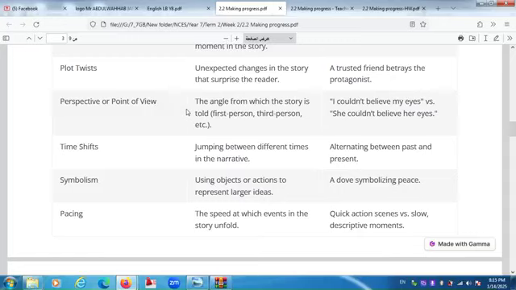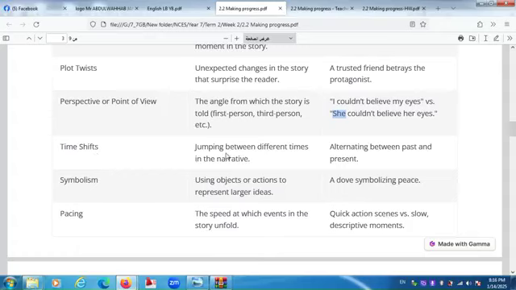Perspective or point of view, that's an important structural feature. That's the angle, okay? The angle from which the story is told. Is it from first person, third person, second person, limited perspective? It depends. An example, I couldn't believe my eyes versus she couldn't believe her eyes. Of course, we have a difference between narrating the story from first person or from third person.